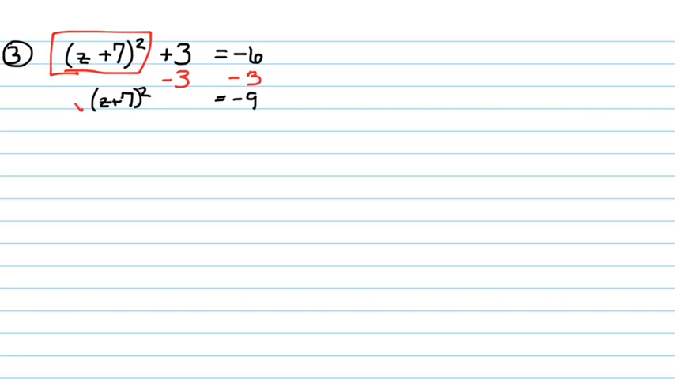Now I'm going to take the square root of both sides. And remember, when I take the square root, that always gives us a plus or minus in front of whatever we take. And so we have z plus 7 is equal to plus or minus the square root of 9, which is 3. The negative is going to come out as an i.